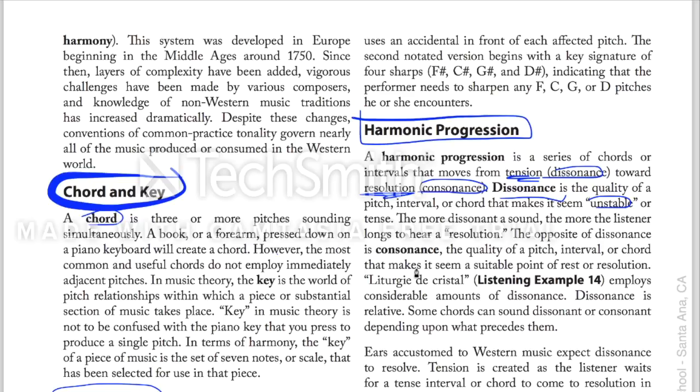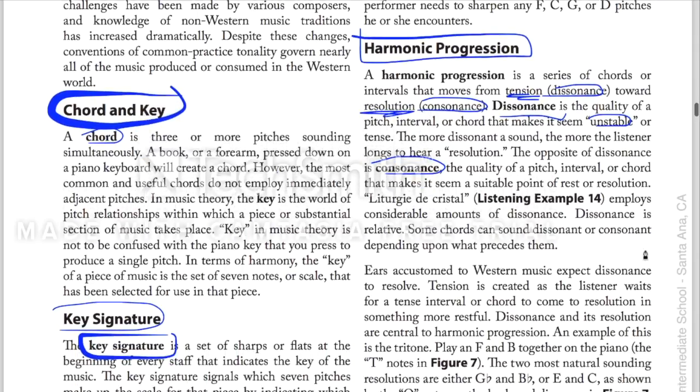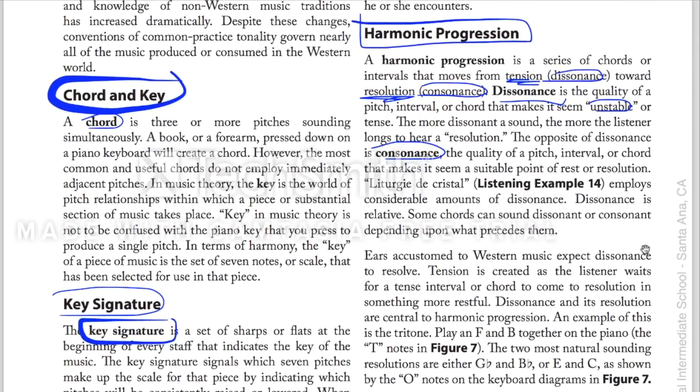The opposite of dissonance is consonance, the quality of a pitch, interval, or a chord that makes it seem a suitable point of rest or resolution. Liturgie de Cristal, listed in example 14, employs considerable amounts of dissonance. So let's listen to it right now.